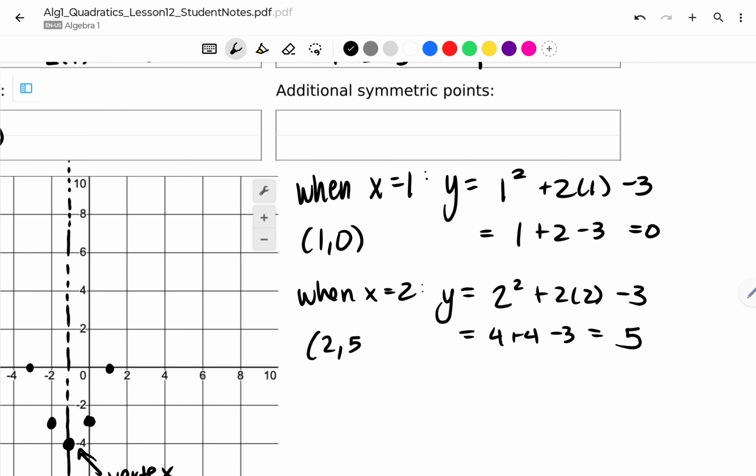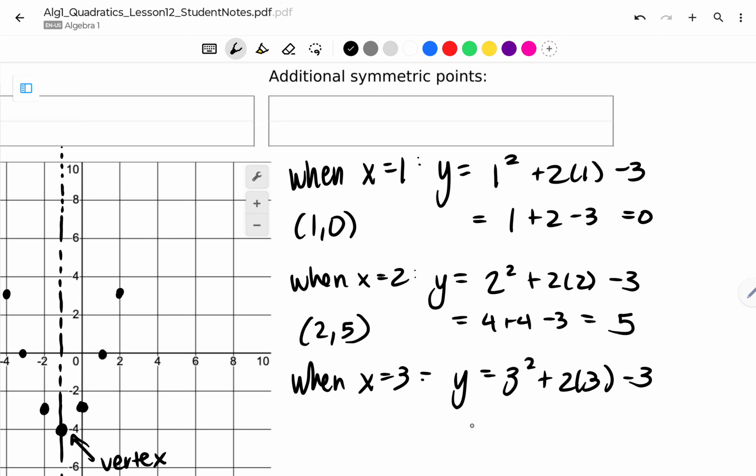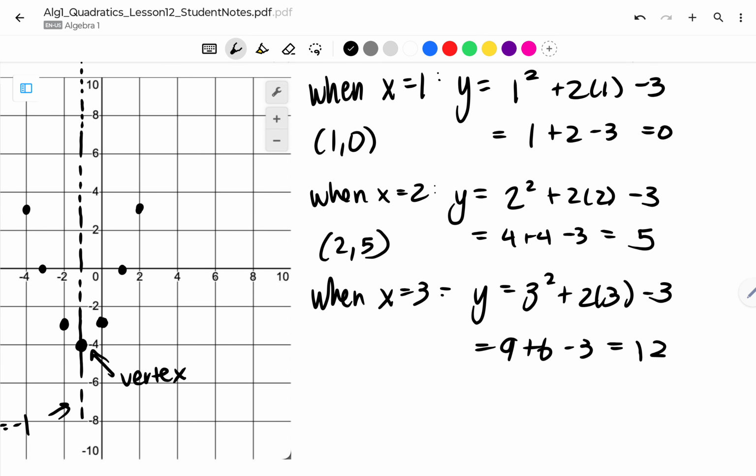So I have a point at 2 and 5. And then on the other side, negative 4 and 5. Again, when x is 3, 3 squared plus 2 times 3 minus 3. 9 plus 6 minus 3. That's 12. That's going to go past it, so we don't need this.